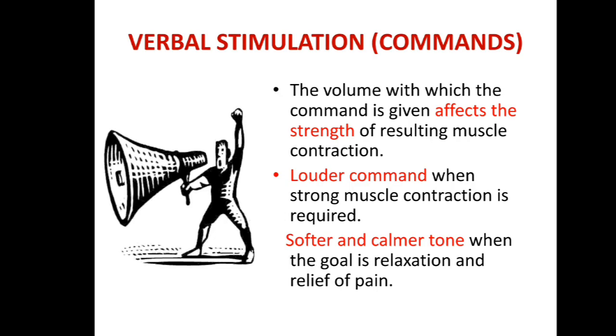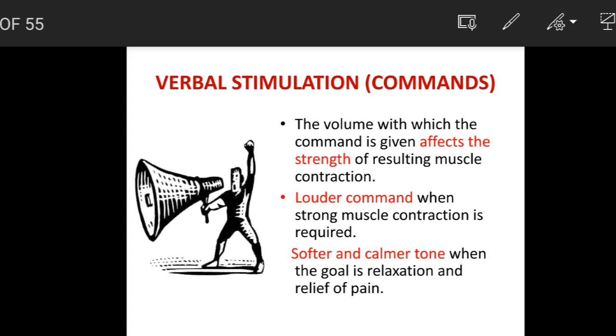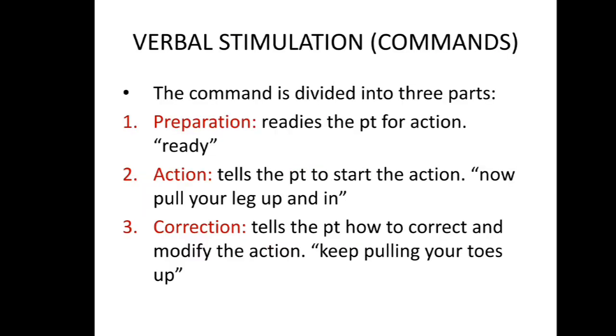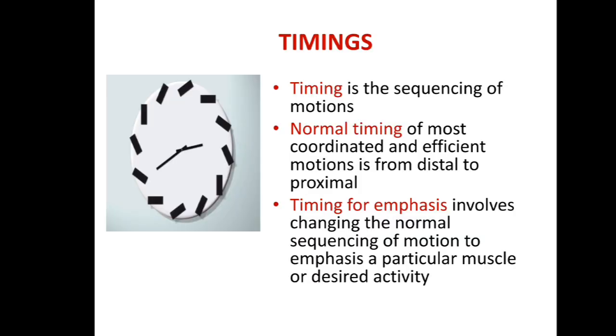Next we have verbal stimulation, like commands. The volume with which the command is given affects the strength of the resulting muscle contraction, like a louder command when a strong muscle contraction is required, softer and calmer when the goal is relaxation and pain relief. So preparation, action and correction. Commands used are hold, pull, push and relax.